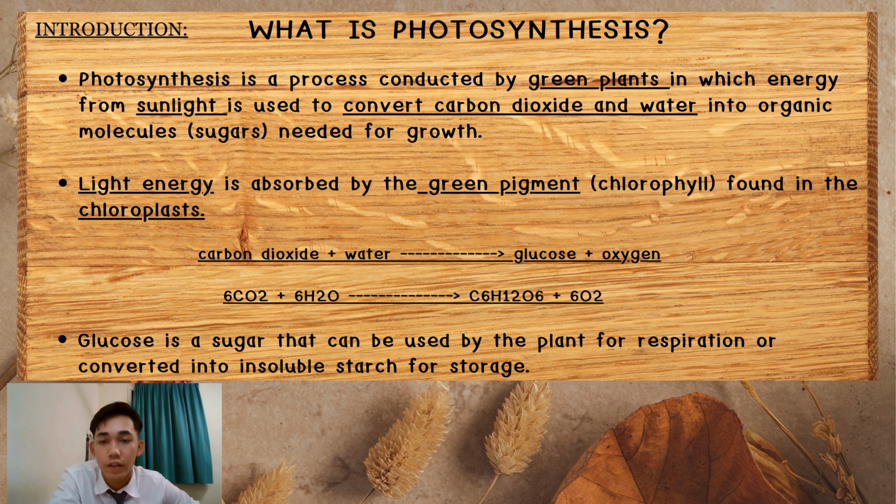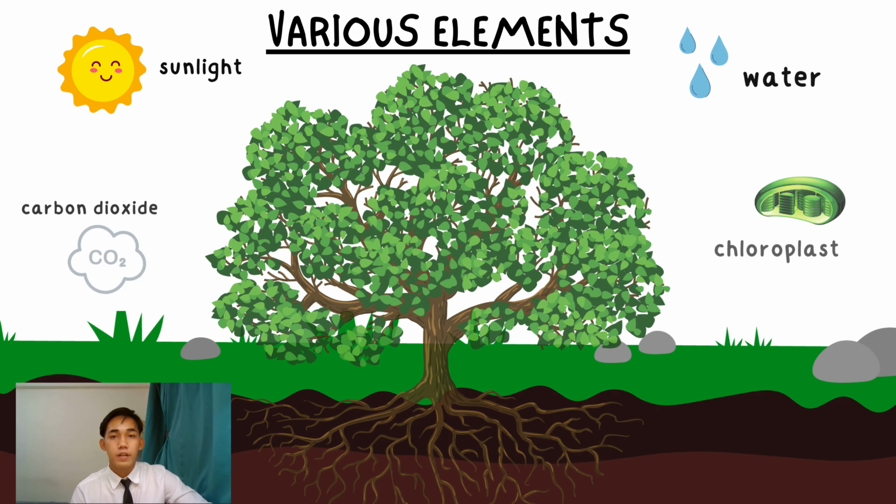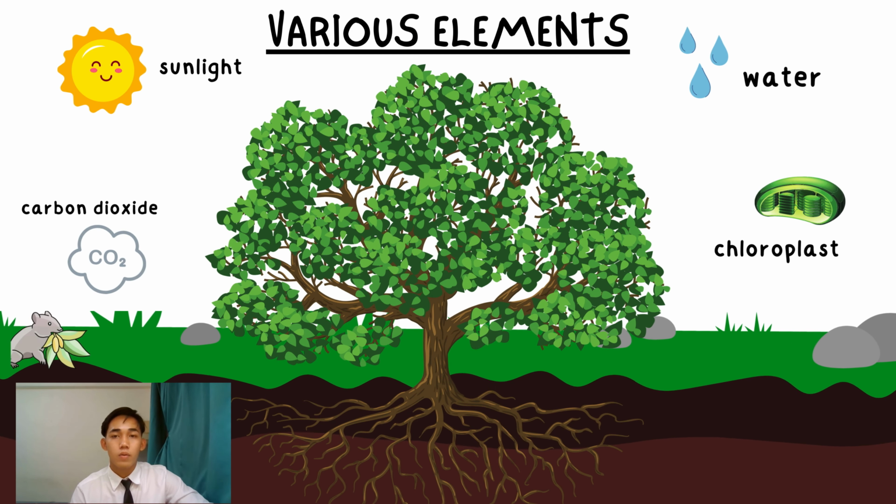Next, glucose is a sugar that can be used by the plant for respiration or converted into insoluble starch for storage. This diagram tells us the various elements that photosynthesis needs. They are sunlight, carbon dioxide, water, and chloroplast.